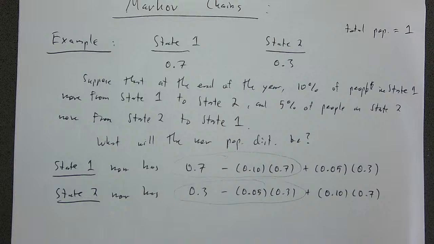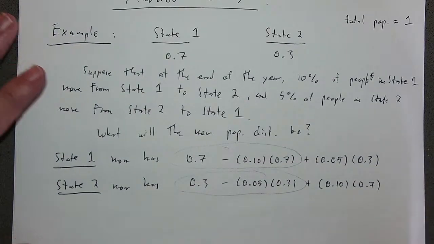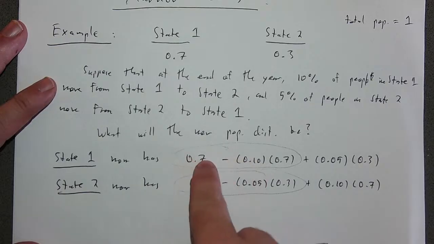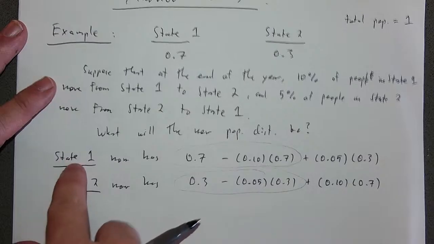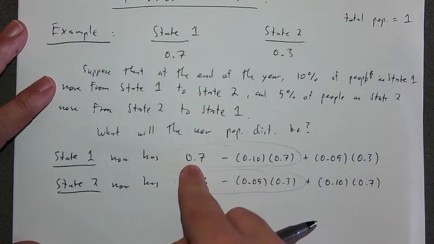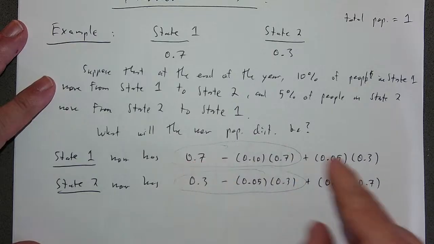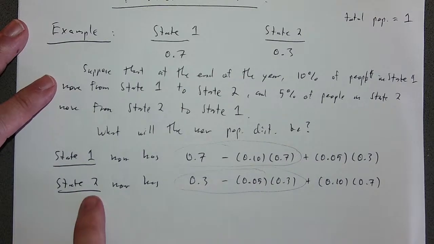But also in words, it actually does mean something, because what is it that I'm doing here? It's me rewriting this in the following way. It's saying, well, 90% of people stay, and 10% move, and then I add some amount. So if I want to compute how many people state 1 has, 90% of people stay, so 0.9 times 0.7, and then I get 5% of state 2's population. Similarly, for state 2, 95% of people stay, and I get 10% of people from state 1.